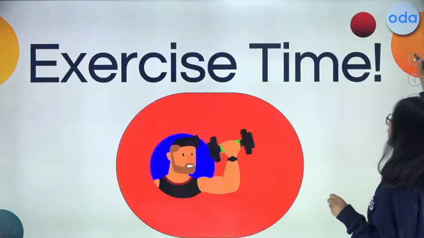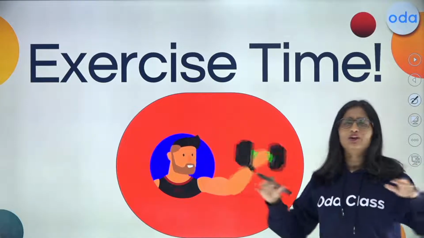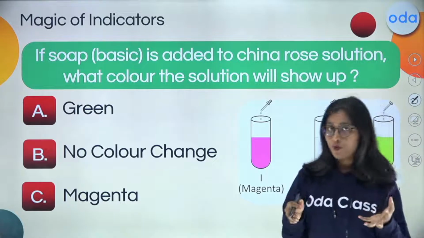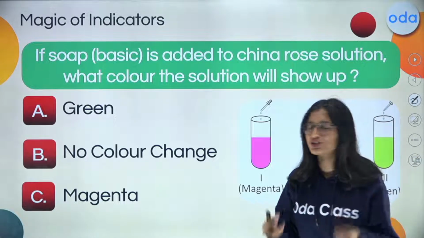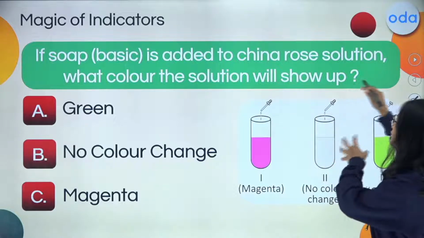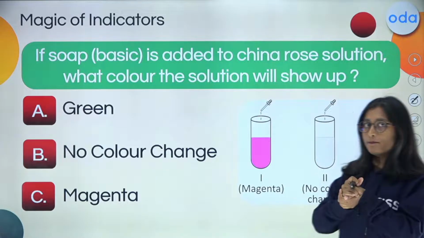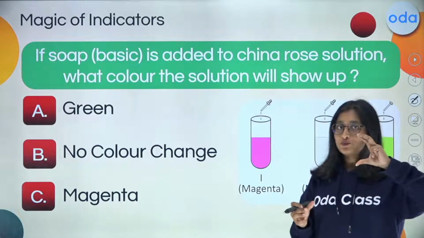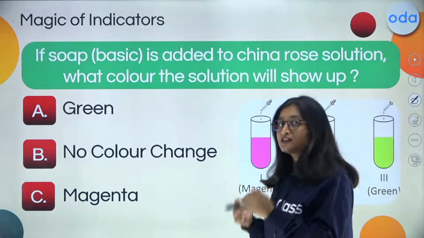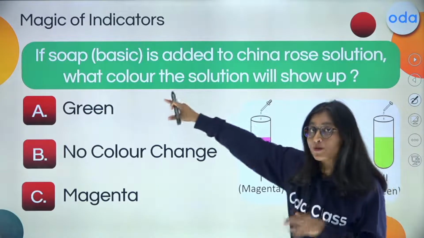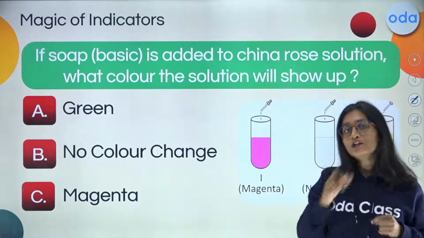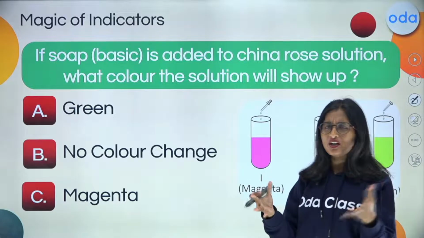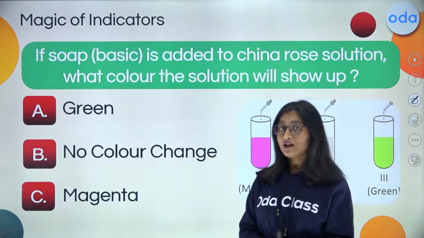Now following up with the exercise time, of course, I'm going to give you the exercise. I'm going to ask you a question: if soap, and you all know that soap is basic in nature, is added to the China rose solution, what color will the solution show up? So first it was a light pinkish color. Now what is it going to show when the soap, which is basic in nature, is added? Whether it will be green in color, whether it will not change any color, or will it turn into magenta color?